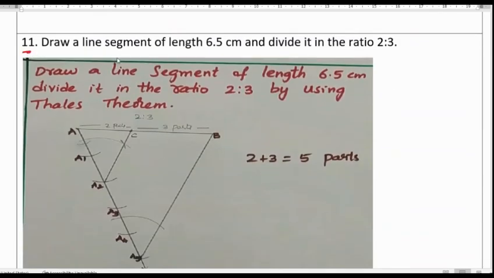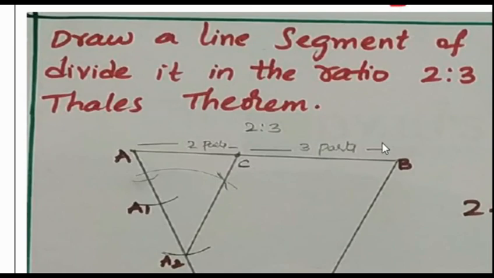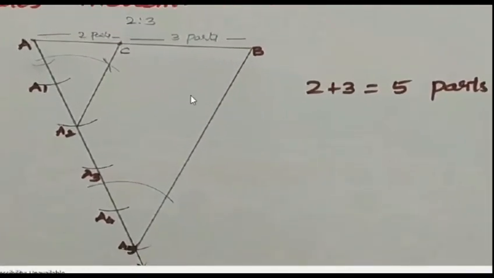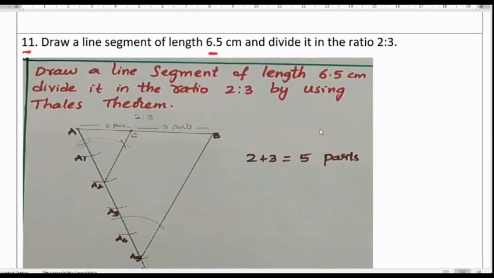11th question. Draw a line segment of length 6.5 centimeters and divide it in the ratio 2 is to 3. So this is how the construction looks, students. Have a look at that. A detailed explanation of this construction is given in the description part. Have a look.